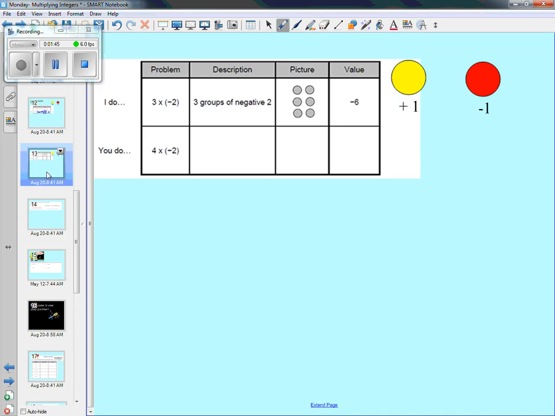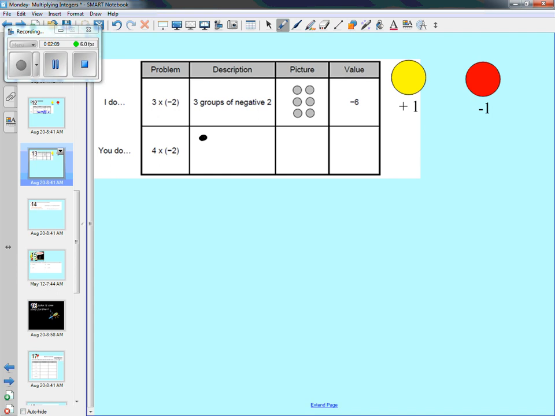Okay, now we're going to throw in some negative numbers. The multiply still means of. So in the I do part up here, we have 3 groups of negative 2. You would draw in your 3 groups of negative 2 for a total value of negative 6. For the you do part, you're going to have 4 groups of negative 2.